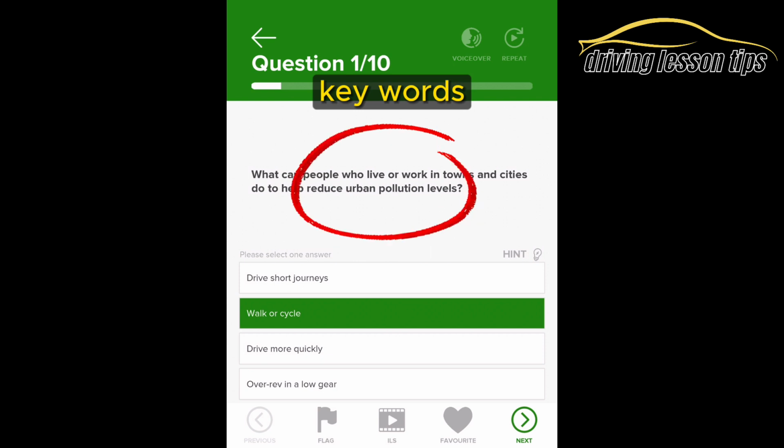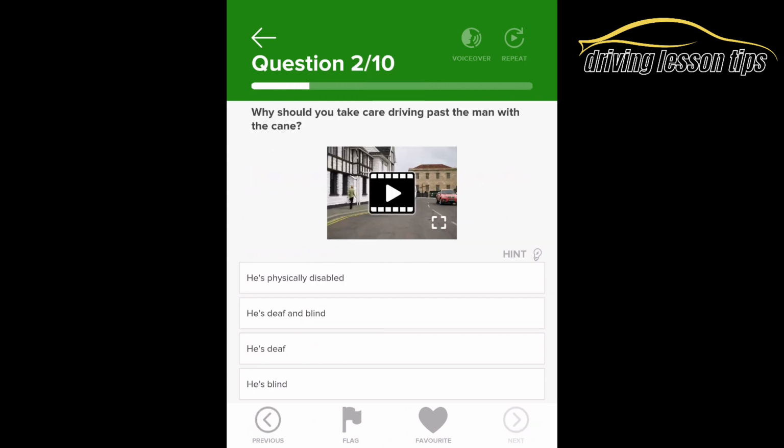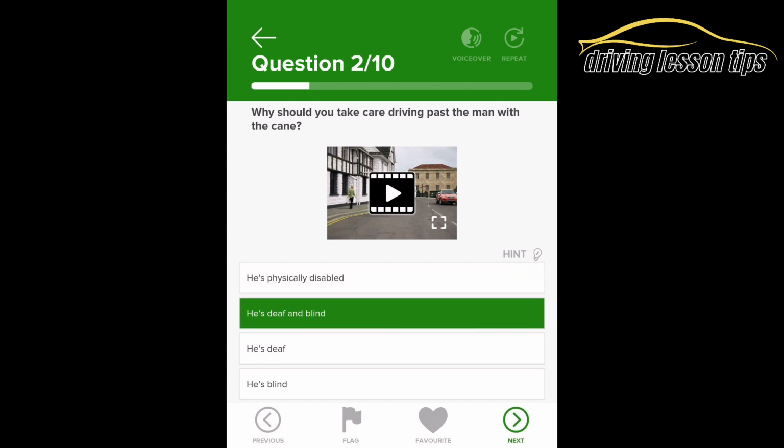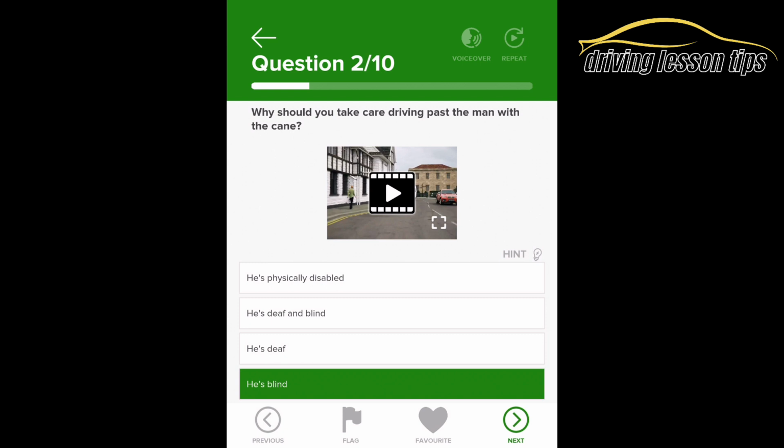Makes sense. Break the question down, look at the answers carefully. Once we're happy with it, we'll click next. Why should you take care driving past the man with the cane? First of all, we're going to look at the picture here without pressing play. Now let's look at the options, the answers. He's physically disabled, he's deaf and blind, he's deaf, or he's blind. A, B, C, or D.